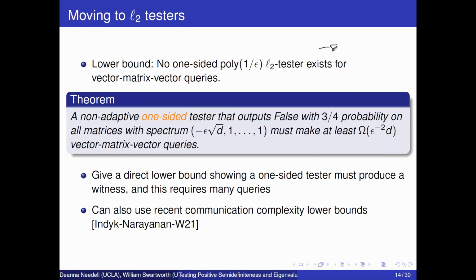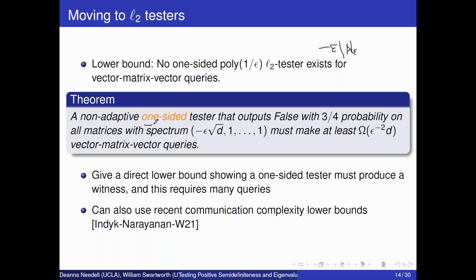So the negative eigenvalue is at most minus epsilon times the 2 norm of A, which is often called the Frobenius norm of A. Okay, so does there exist an eigenvalue that's negative and at most this quantity? And it turns out if you wanted a one-sided tester, meaning that you're always going to output it's PSD when the input matrix is PSD, then you need a lot of queries.